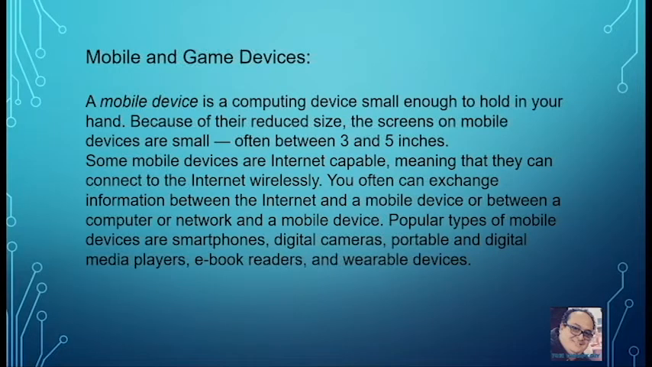Mobile and gaming devices. A mobile device is a computer device small enough to hold in your hand. Because of their reduced size, the screens on mobile devices are small, often between 3 to 5 inches. Some mobile devices are internet capable, meaning that they can connect to the internet wirelessly. You often can exchange information between the internet and the mobile device, or between a computer or network and a mobile device. Popular types of mobile devices are smartphones, digital cameras, portable and digital media players, ebook readers, and wearable devices.